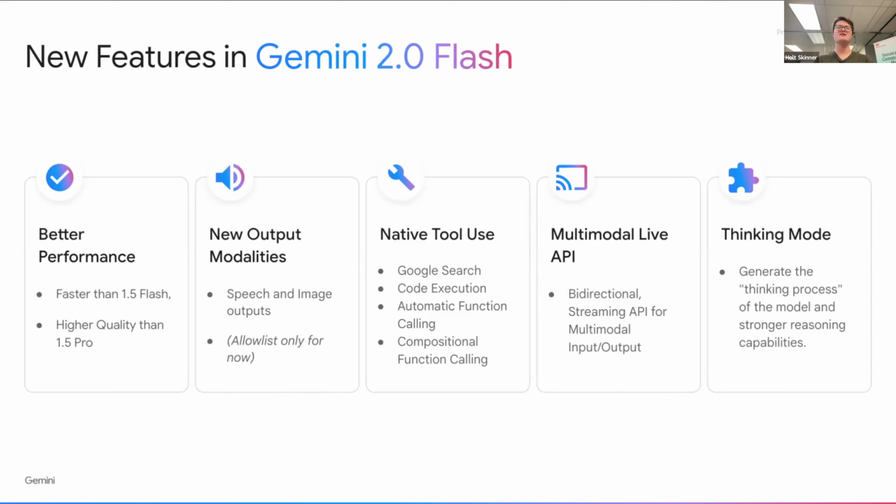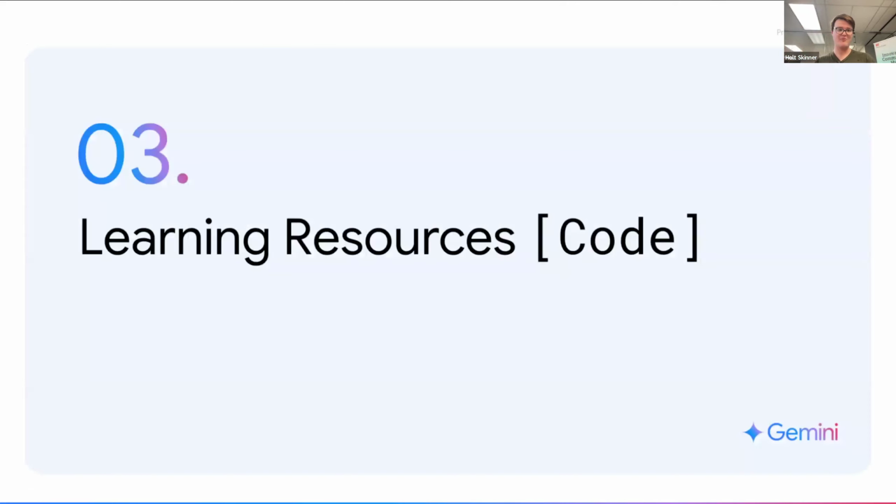If you saw Google I/O last year, there was Project Astra, which was like a pair of glasses that had a camera on it that was directly talking back and forth to Gemini. This is the API that is running that kind of stuff. There's also the thinking model, which allows you to generate the thinking process of the model, and it gives it a lot stronger reasoning capabilities. And that particular model is the one that's at the top of the LM leaderboards right now.